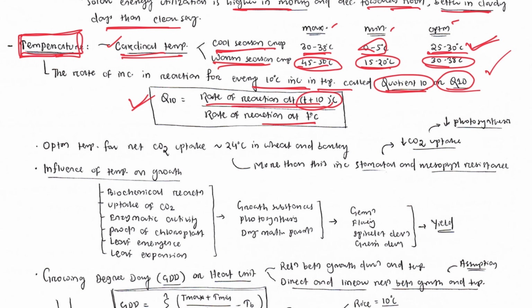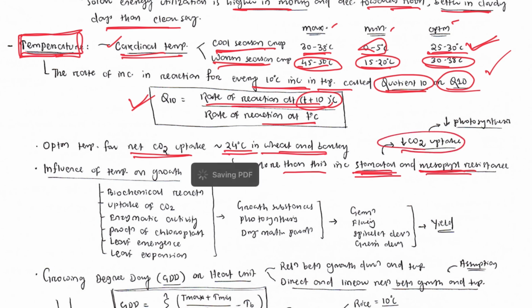The optimum temperature for net carbon dioxide uptake is around 24 degrees Celsius in wheat and barley. More than 24 degrees Celsius increases stomatal and mesophyll resistance. When there is mesophyll and stomatal resistance, there is less carbon dioxide uptake and less photosynthesis. So basically, more than 24 degrees Celsius will reduce photosynthesis.